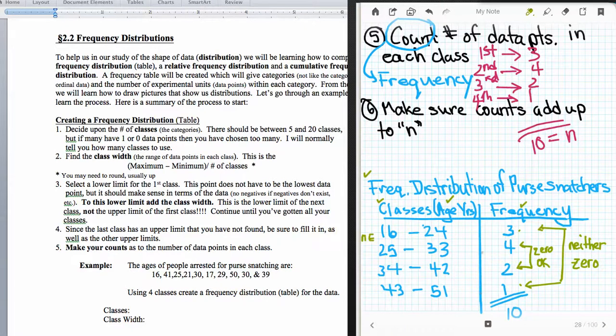And if they are 0, you don't leave the class out. So if this was a 0 in the 4 place here, or the 0 here in the 2 place, you wouldn't leave the class out. You need to put that in because that's going to help us to show our shape.